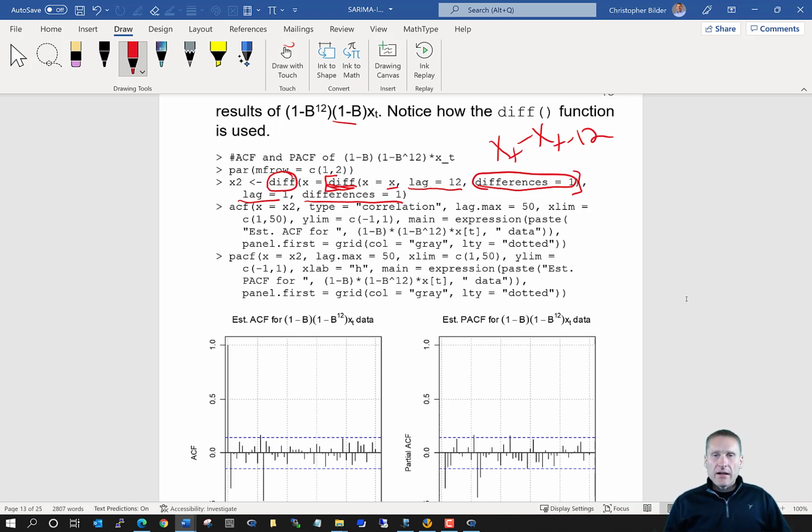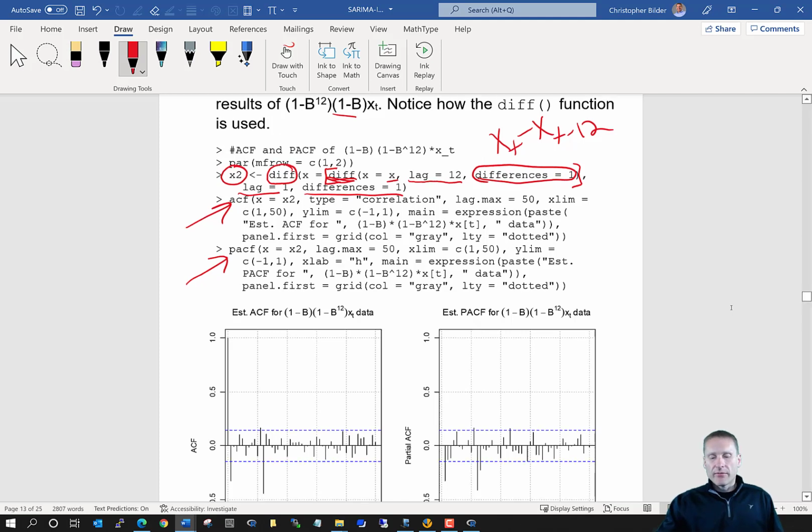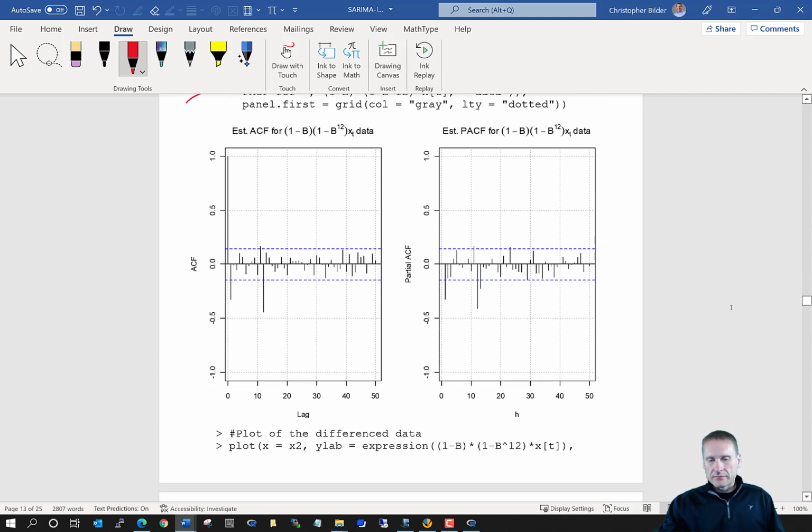Now in the end, it doesn't matter which you do first, the differencing for the seasonality or the non-seasonality part. You'll get exactly the same thing. Verify that on your own. Go through the math to see that. Okay, so I'm going to put the results from this into an object called x2. I'm going to do my ACF plot and my PACF plot. And this is what we get.